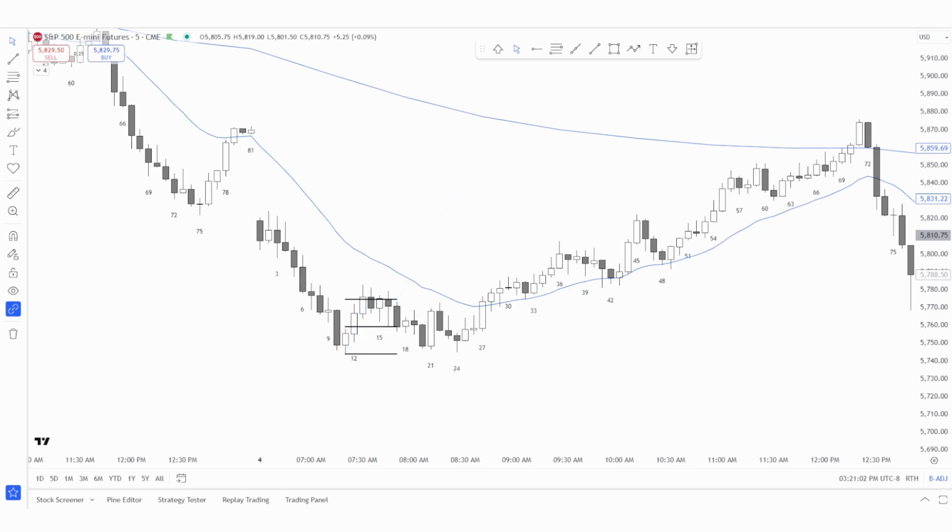There's a wedge bottom in here. I'm going to delete this real quick. Leg 1, pull back, leg 2. Leg 1, pull back, leg 2, pull back, leg 3. Wedge bottom. 21, you can see that bulls are willing to buy support.